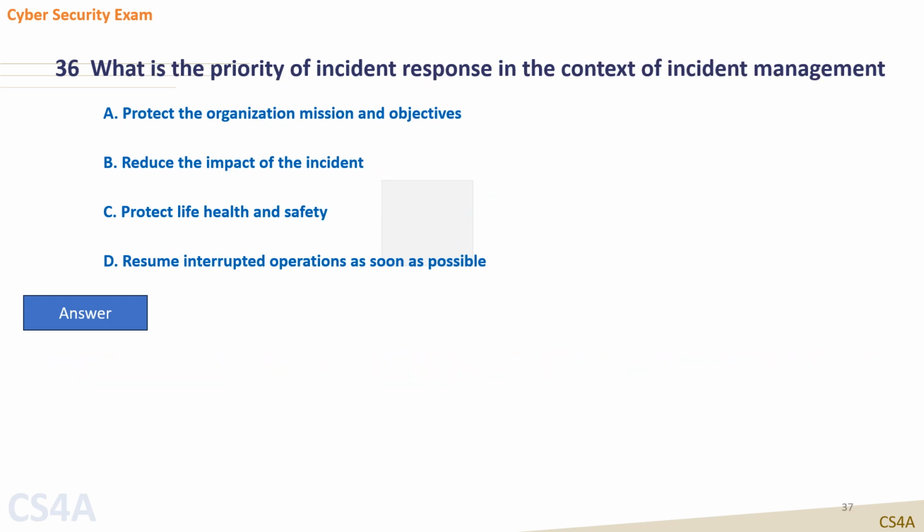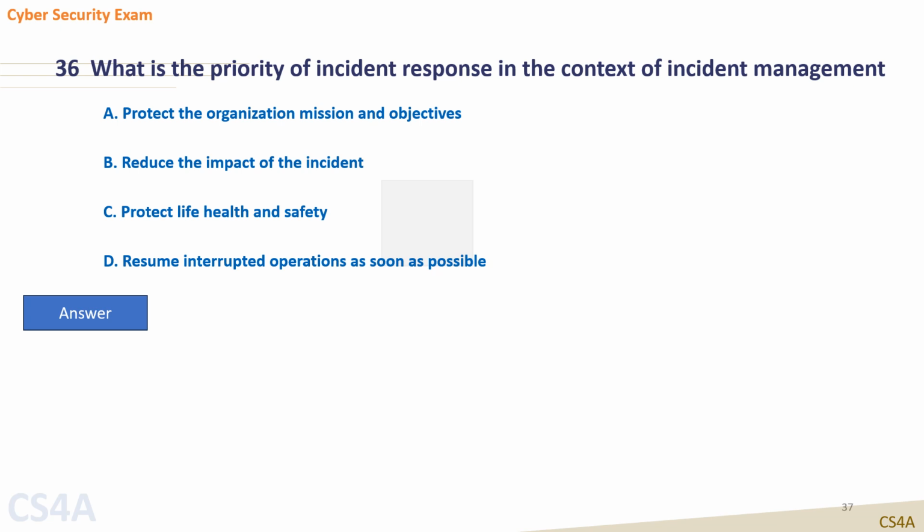Here the question is, what is the priority of incident response in the context of incident management? So options are: protect the organization's missions and objectives. So this might be one of the incident response responsibilities. And reduce the impact of incidents. That might also be. And protect life and health and safety. So this is the priority.